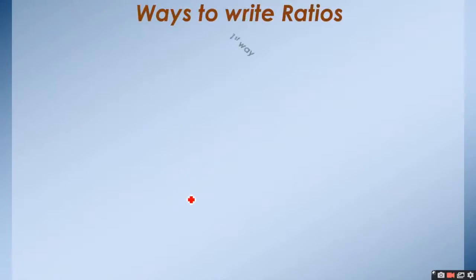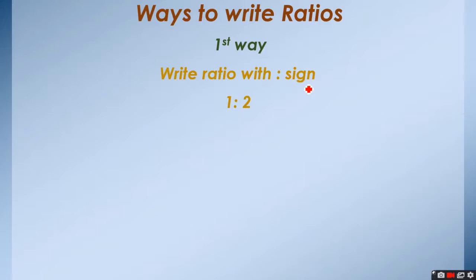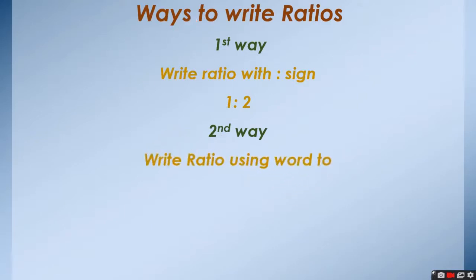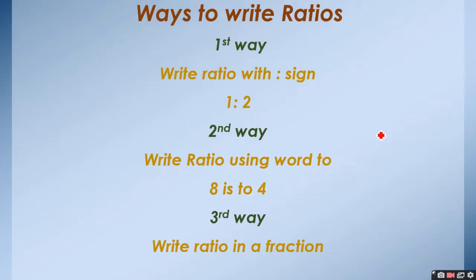Now the ways to write ratios. The first one is to write the ratio with a colon sign, which we have learned in our previous slides, 1 ratio 2. The second way is to write the ratio using the word "to", for example, 8 is to 4. And the third way is to write the ratio as a fraction, for example, 5 upon 10. These are 3 ways to write a ratio.